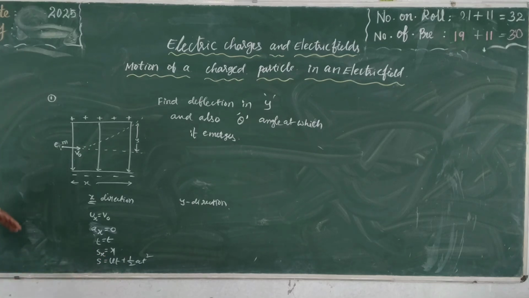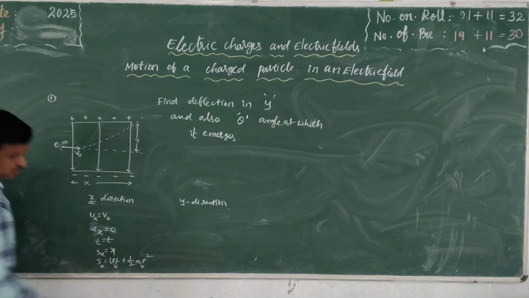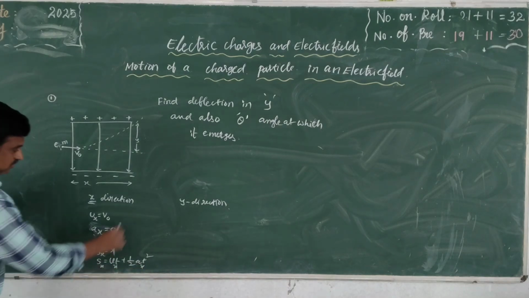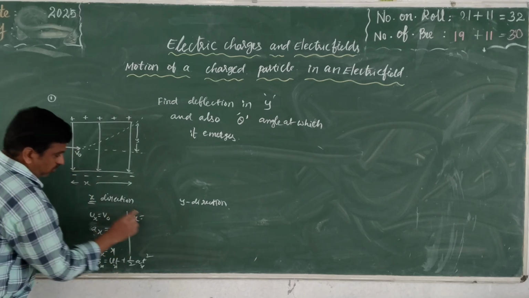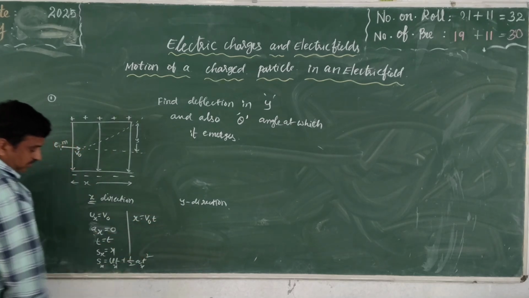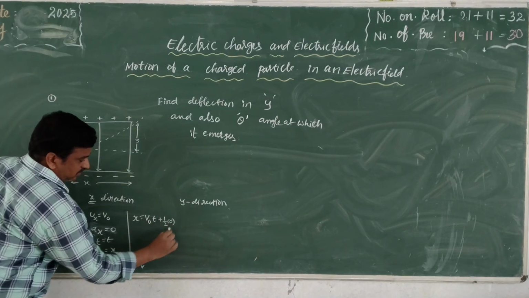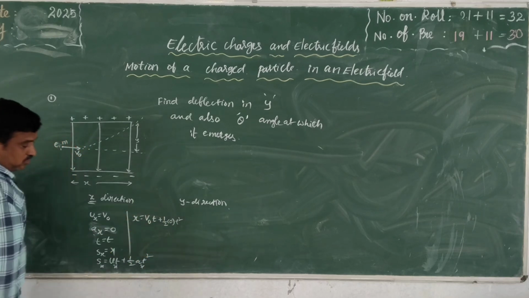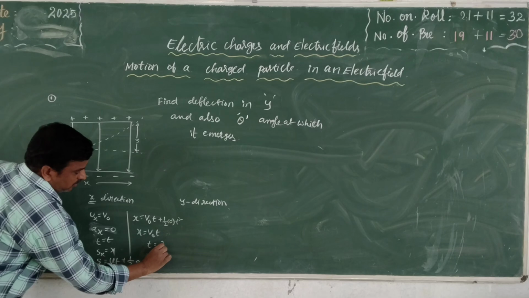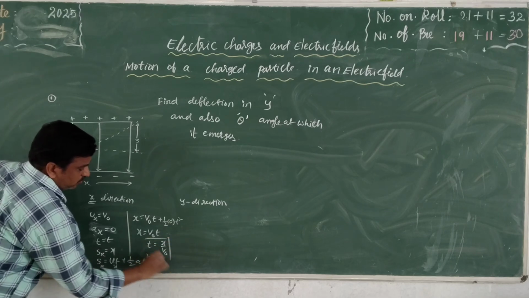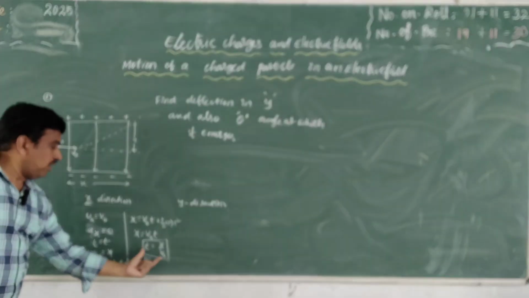Now we find the displacement along the x axis, with ux and ax. We substitute the values and we get the answer. Sx is x, ux is v naught, the time is t, and half ax is 0, so the t square term is 0. So we get x equal to v naught t. So t equal to x by v naught. This is the time taken to reach from here to here.